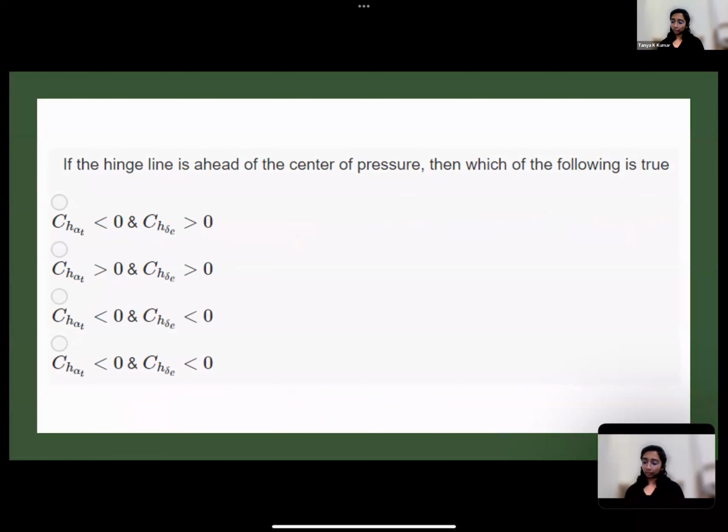Next, if the hinge line is ahead of the center of pressure, like we've always discussed, then which of the following is true? Very straightforward. Both the derivatives will be positive or negative or reverse. You would answer this question just at the beginning of this lecture. I think there's a mistake here where both the options are the same. Yes, C and D are the same option. Both are negative.